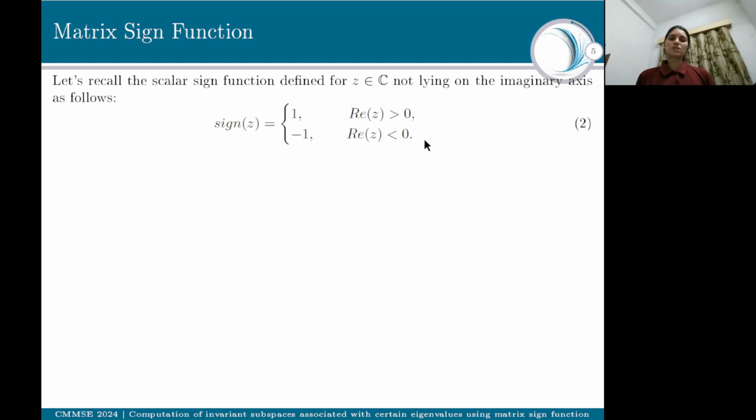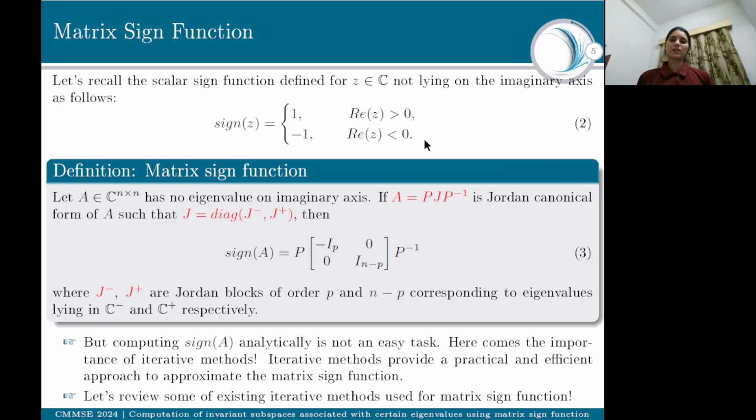After the generalization of this definition, we can introduce the matrix sign function for all matrices which have no eigenvalue on the imaginary axis. For this, we consider the Jordan canonical form of A as PJP inverse, where J has two Jordan blocks, J minus and J plus. J minus contains eigenvalues corresponding to the left half plane and J plus contains the eigenvalues corresponding to the right half plane. Then sign of A can be written in the form given in equation number 3.